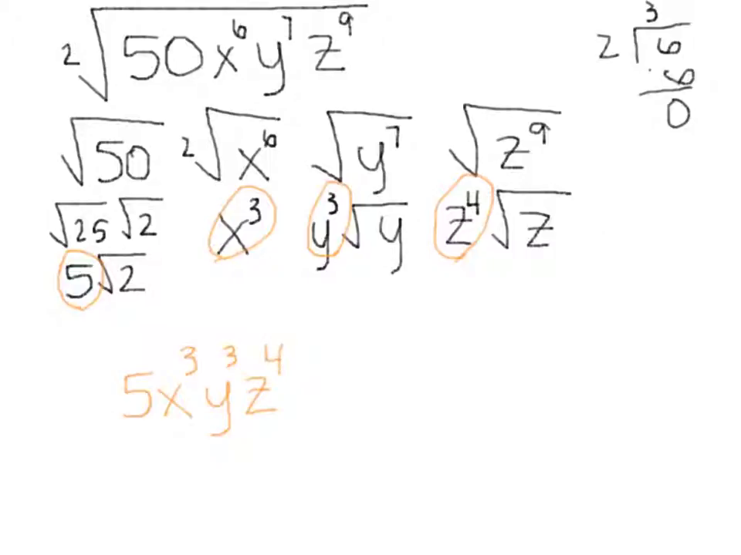And then we are going to multiply everything underneath the square root, so 2, y, and z, and we're going to get the square root of 2yz. And that's the answer to our problem: 5x cubed, y cubed, z to the 4th, square root of 2yz.